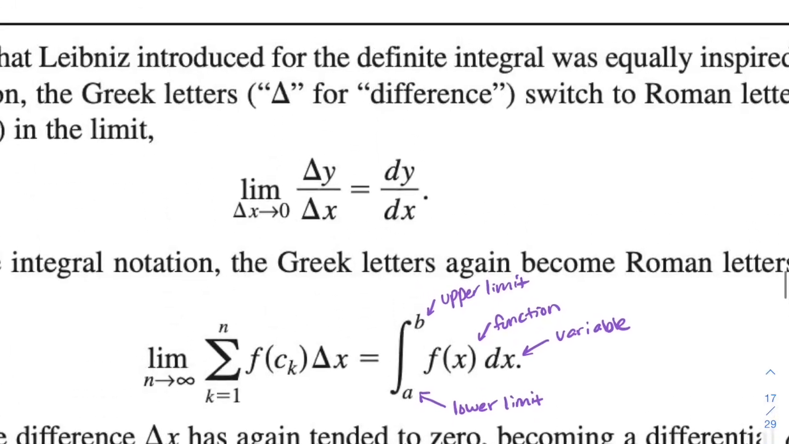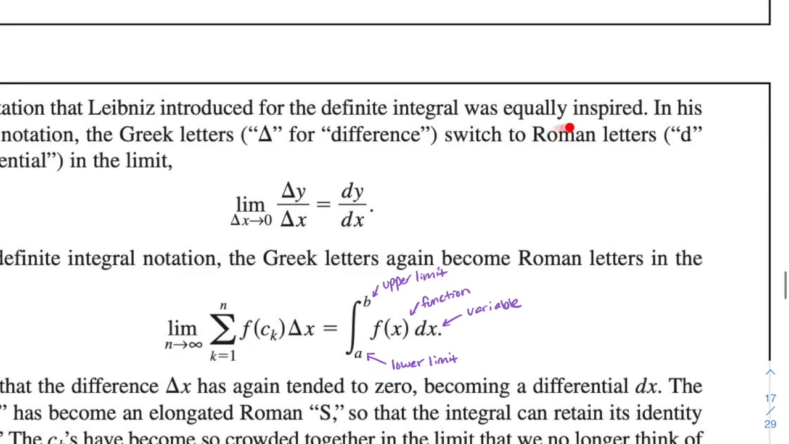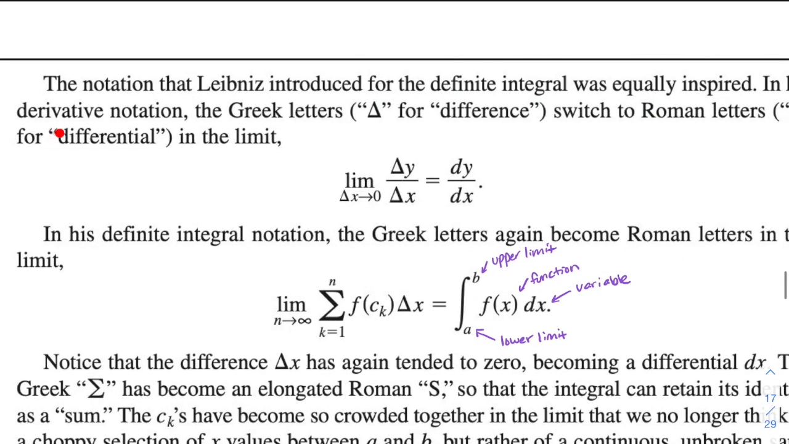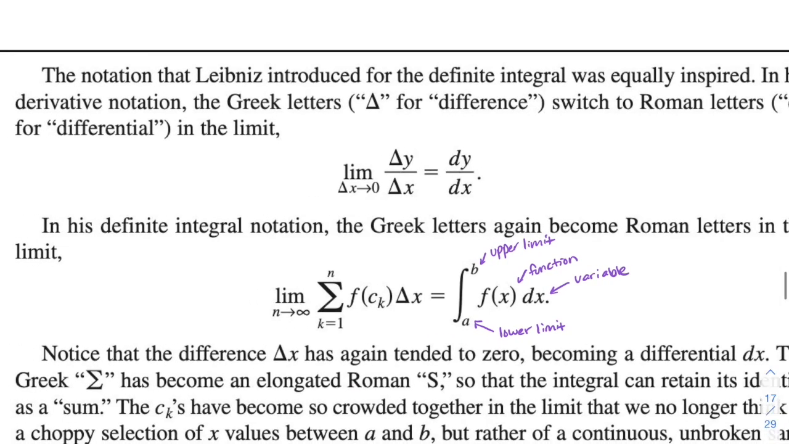So let's go up a little bit here. It says the notation that Leibniz introduced for the definite integral was equally inspired. In his derivative notation, the Greek letter delta for difference switched to the Roman letter d for differential in the limit.